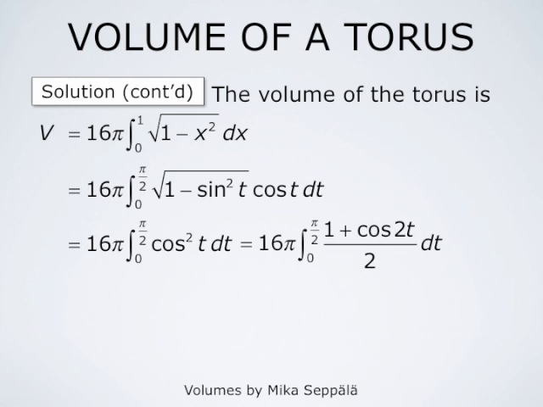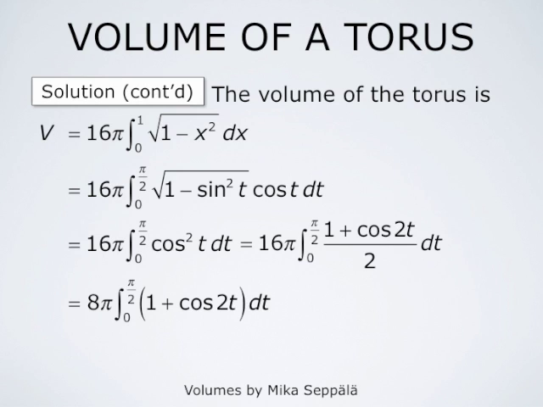Here we use the double angle formula. Cosine squared of t is 1 plus cosine of 2t divided by 2. Therefore the volume now gets the form 16 times pi times integral from 0 to pi over 2 of the expression 1 plus cosine of 2t divided by 2 dt. And now this 2 in the denominator of the integrand can be taken outside of integration, and we really have just a formula for the volume, which is 8 times pi times integral from 0 to pi over 2 of 1 plus cosine of 2t dt.